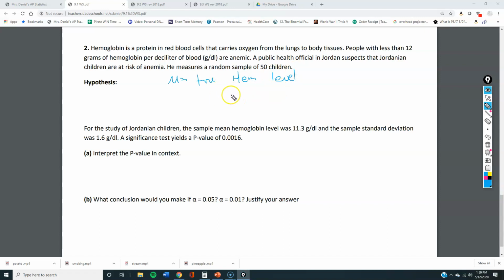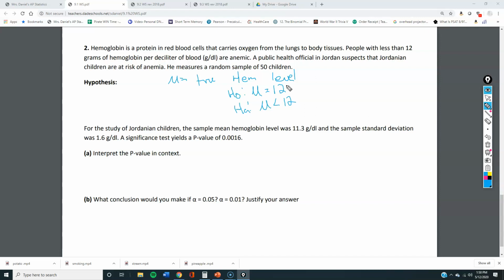Wow, handwriting class. Our null hypothesis, or what we think is what's common, is that mu is 12. Our alternative hypothesis, what we think might be true, or what we want to test, is we want to see if it's less than 12, because that'd be important. So we looked at the children and we found that they were 11.3 grams per deciliter. Standard deviation was 1.6 and the p-value of 0.0016.